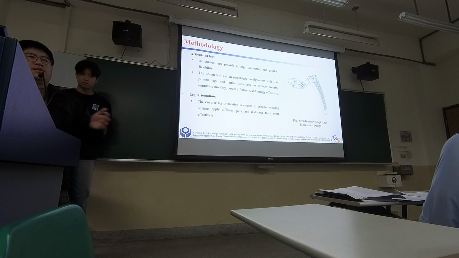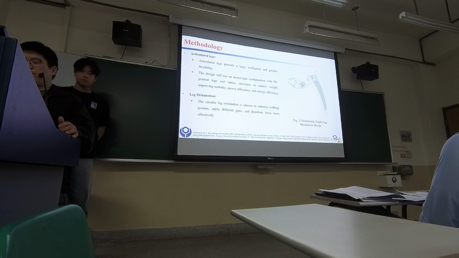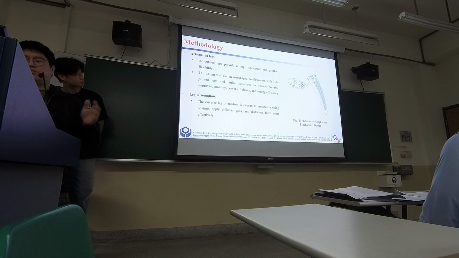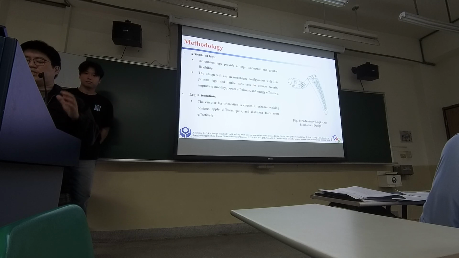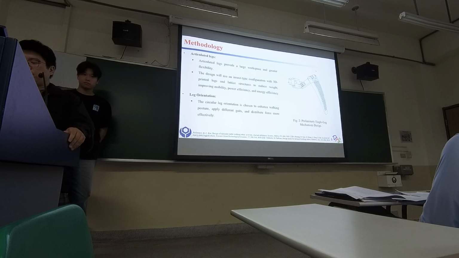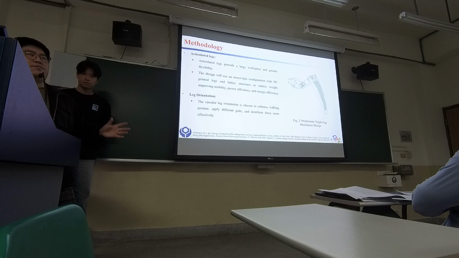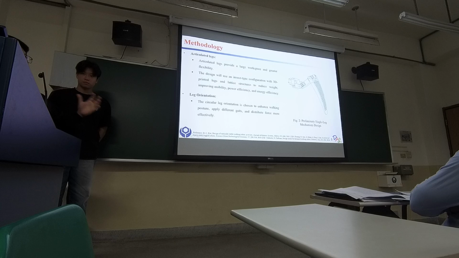To achieve a larger workspace, we will use an insect-type articulated leg design. With the help of 3D printing, we can iterate the design quickly. And while using 3D printing, we can utilize the lattice structure to reduce the whole body weight. Also, the legs will be arranged in a circular area so that the robot can turn around without a turning radius.